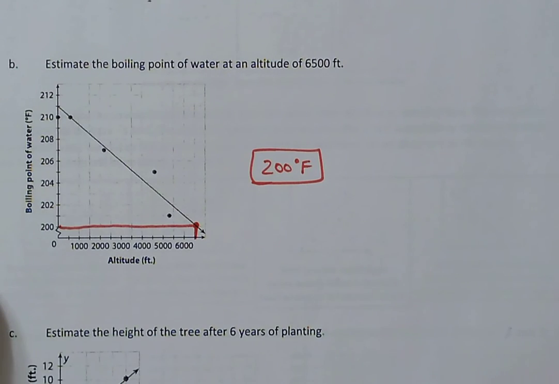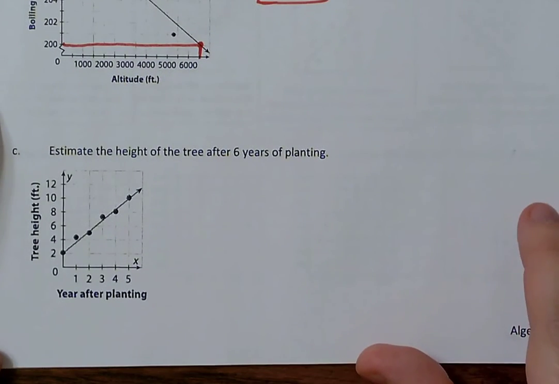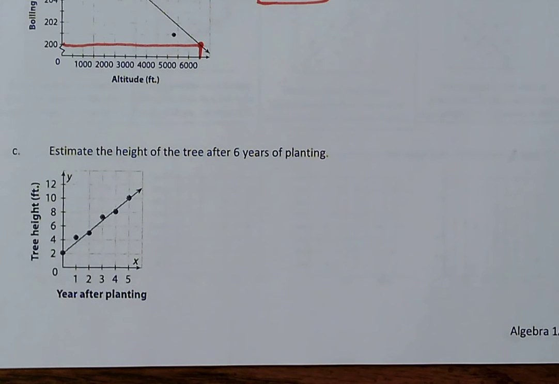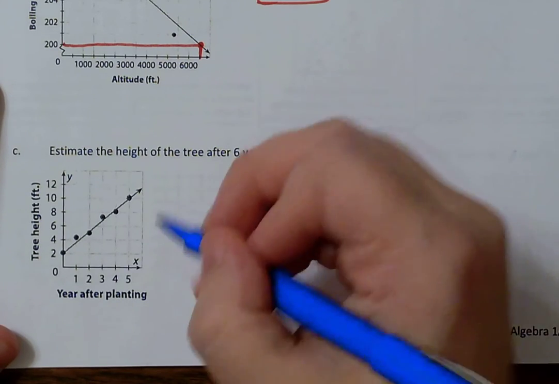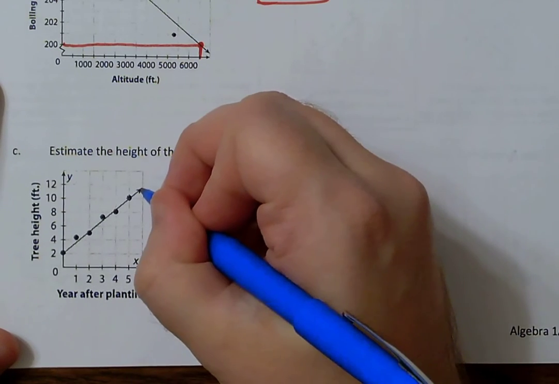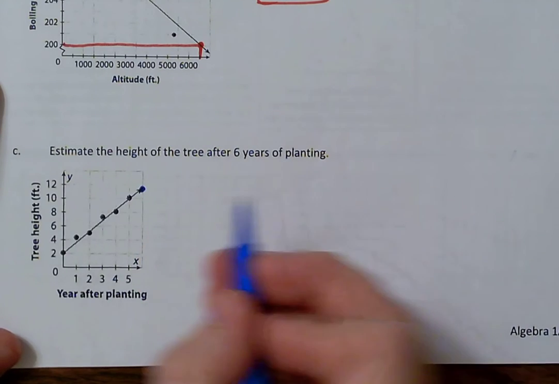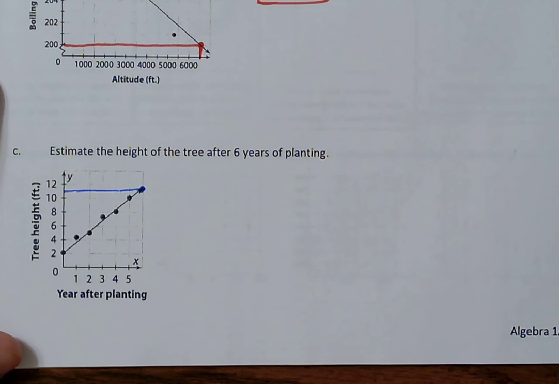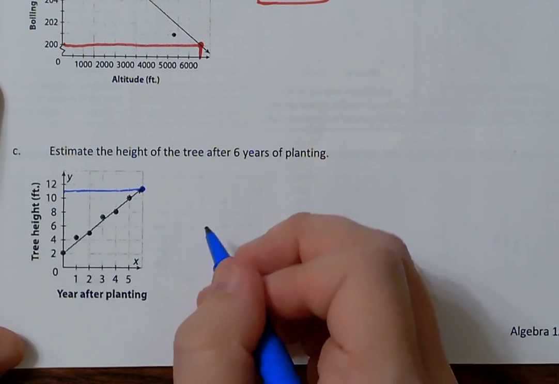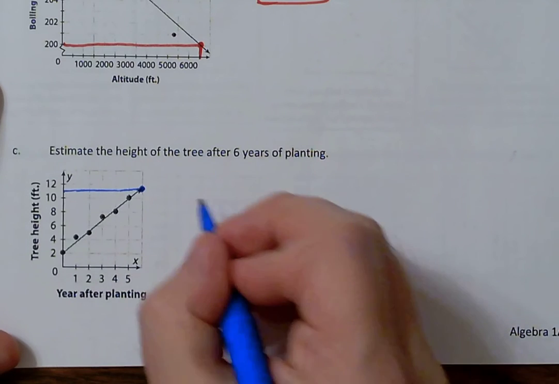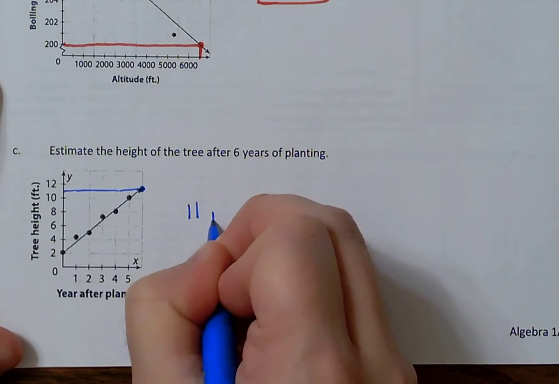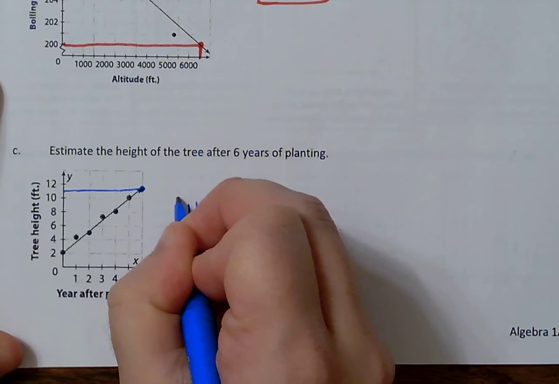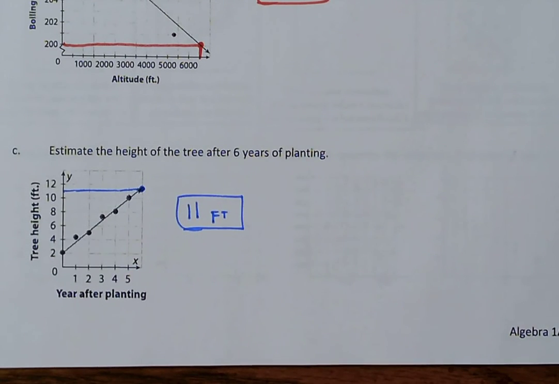All right, and then last one. So for part C, it says estimate the height of the tree after 6 years of planting. So year 6 of planting is going to be right here, and that's going to hit about there. And we would say that's about 11 feet tall. And that is our answer. And that is how you do example 4 on using the line of best fit.